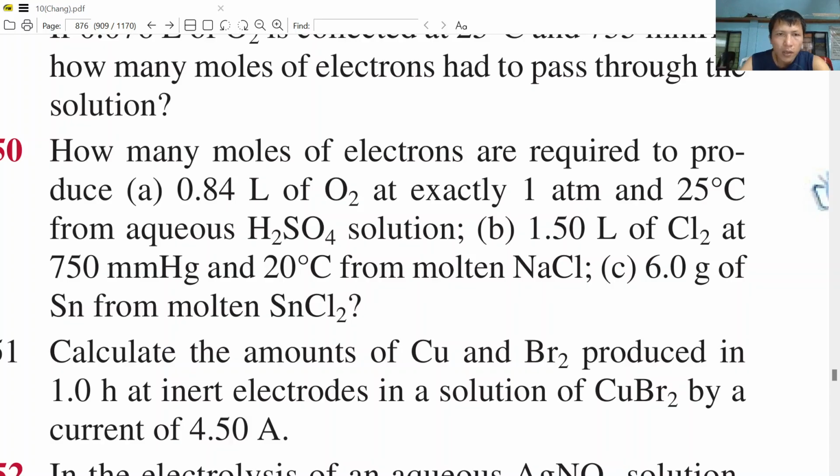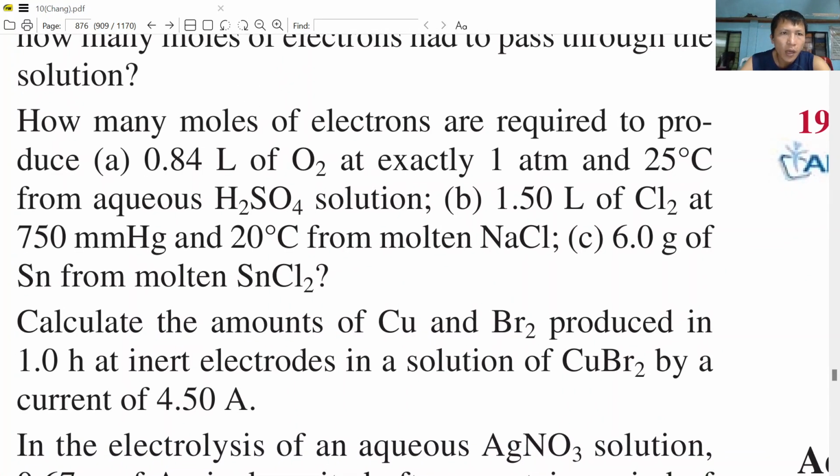Okay. So next problem we have here. How many moles of electrons are required to produce 0.84 liters of oxygen at exactly 1 atm and 25°C from aqueous H2SO4 solution? And then letter B and letter C, there are three problems. Let's see how long will it take for me to solve one.